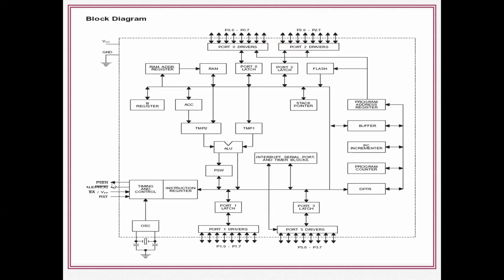And here it is connected to PSEN bar, ALE or PROG, EA bar or VPP, and reset, which is used to reset the circuit. EA bar is used to select internal or external memory. ALE is used to demultiplex the address and data buses. Program store enable is used to enable the program memory. Next, the oscillator is also available. Okay, an inbuilt oscillator is available, and an external oscillator is also supported. So this is the internal block diagram of the 8051 microcontroller.